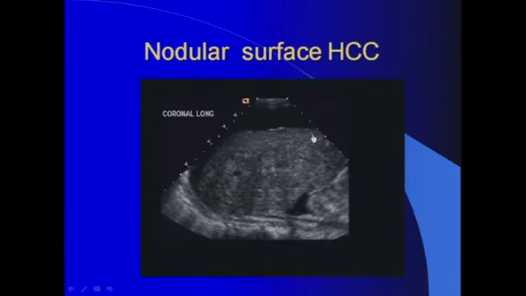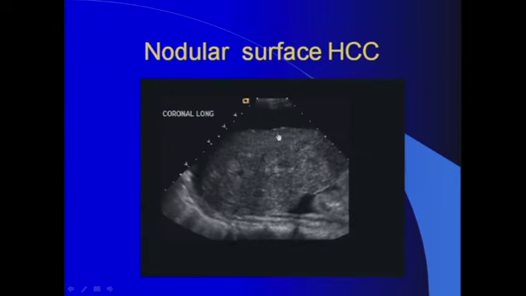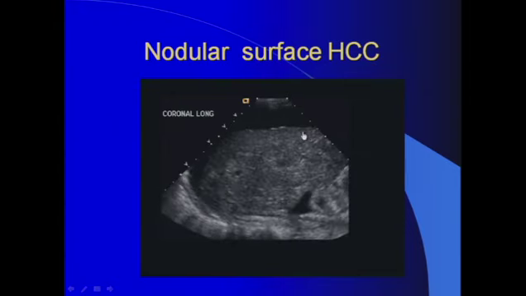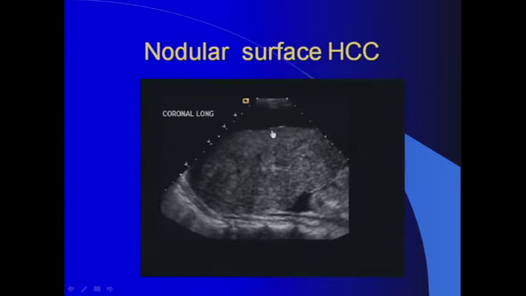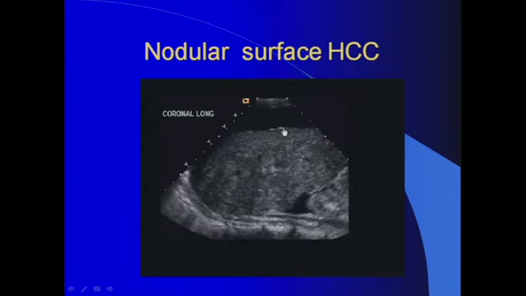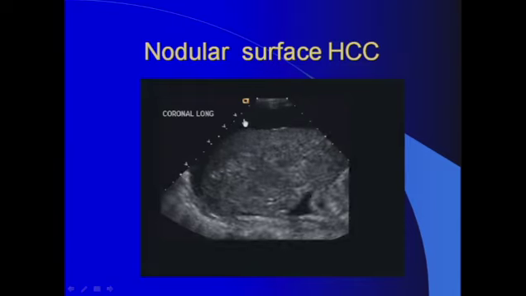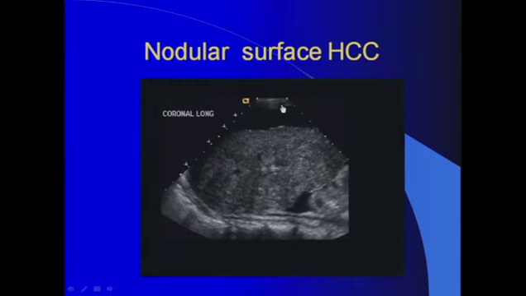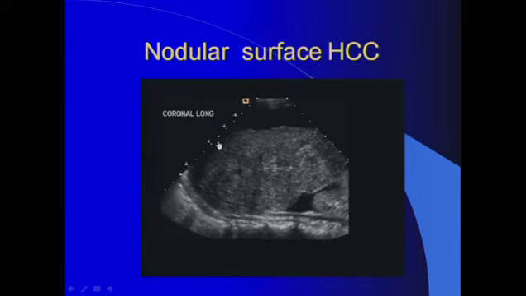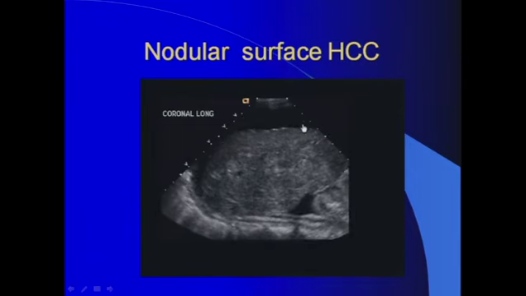Another example: whenever you have ascites, you can really appreciate the nodularity of the surface in the right and left lobe of the liver, and this is improved because you're using the ascites as a water window to improve your acoustic signal and identify this nodularity in the liver surface.